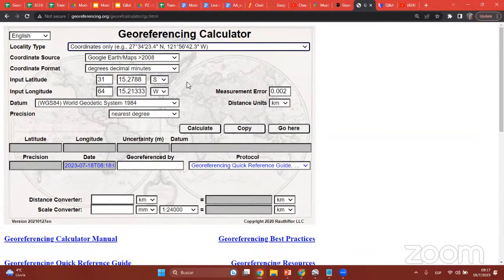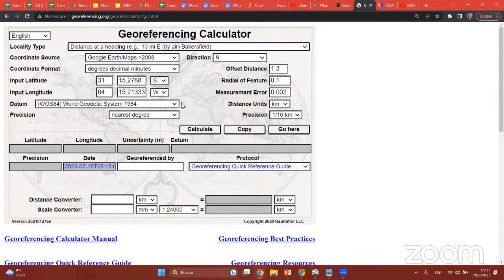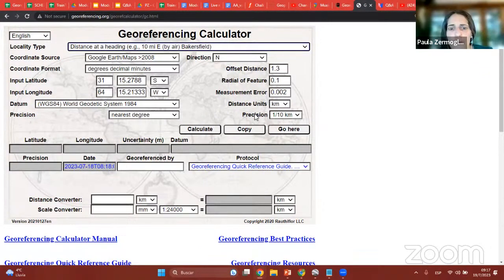On the georeferencing calculator, when you choose the locality type distance at a heading, I believe. Yes. That precision to the right under distance units. How do you determine that one again, please? This precision refers to the precision of the distance that is reported. And so, for example, let me annotate here one.